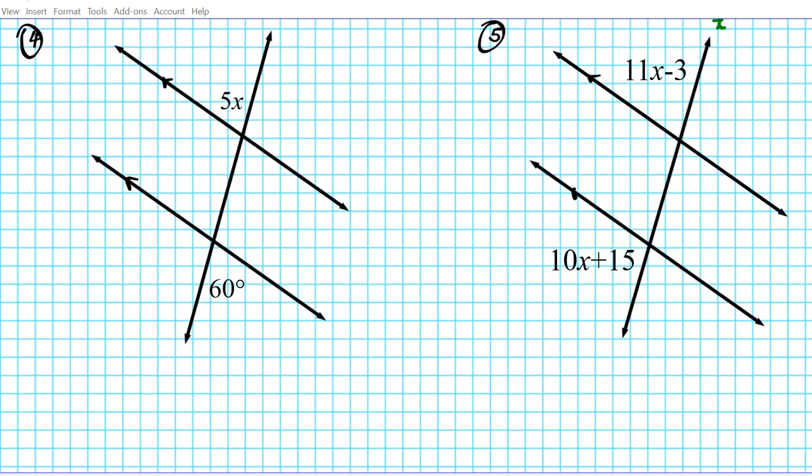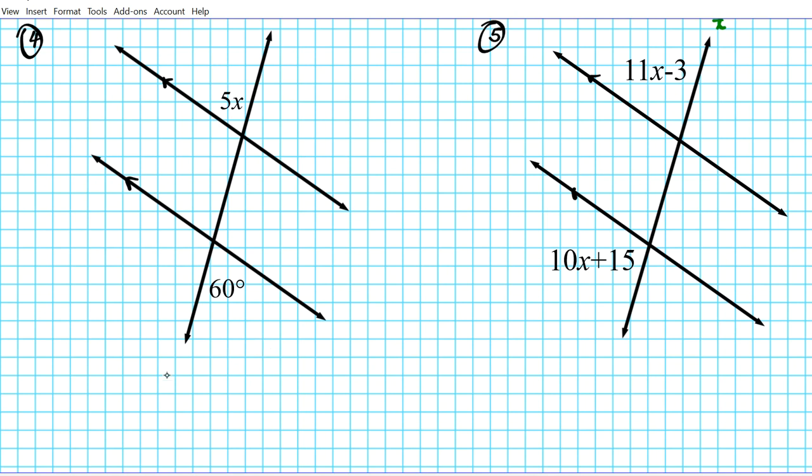All right, let's take a look at problem number 4. So let's start by indicating what the angular relationship is between these two angles. So if you notice that the angles are on the exterior of the two parallel lines, okay, they're on the outside. This region right here is the interior, and they're on different sides of the transversal. One is to the left and one is to the right, okay?